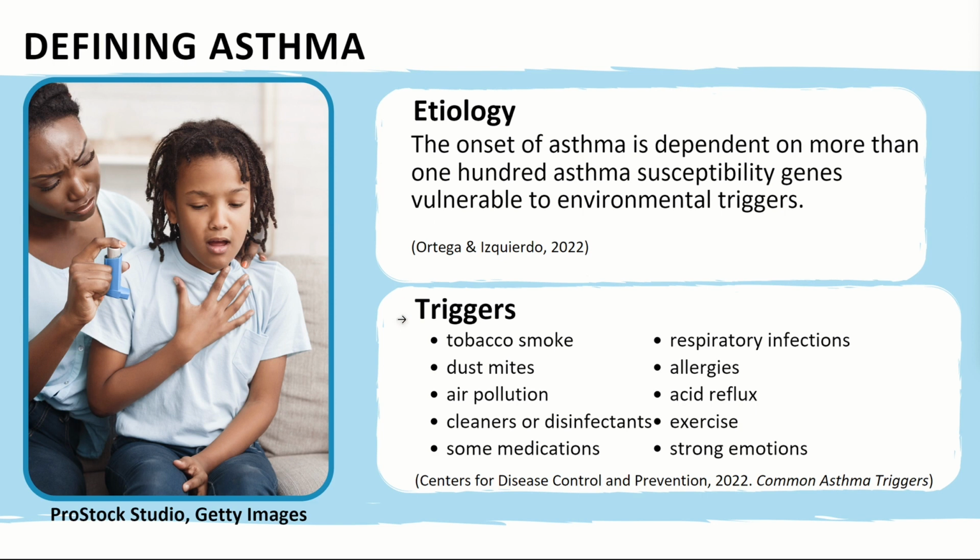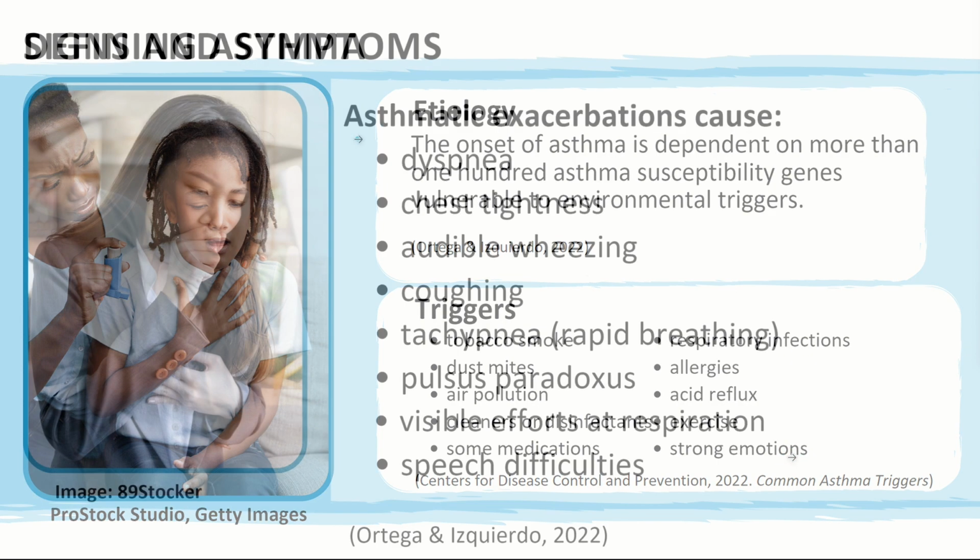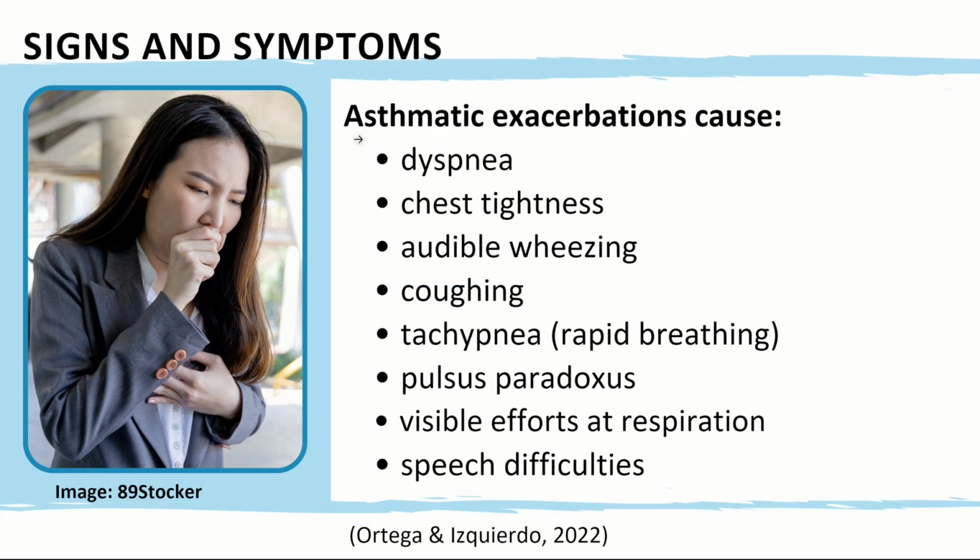According to the CDC, some of the most common triggers of asthma include tobacco smoke, dust mites, air pollution, cleaners or disinfectants, some medications, respiratory infections, allergies, acid reflux, exercise, and even strong emotions. Asthmatic exacerbations cause dyspnea, chest tightness, audible wheezing, coughing, tachypnea, pulsus paradoxus, visible efforts at respiration, and speech difficulties.